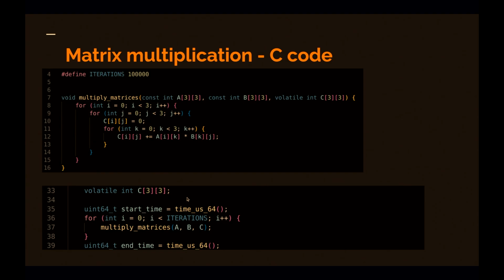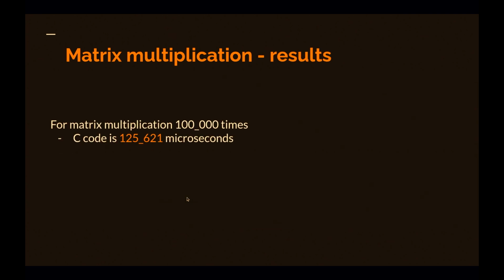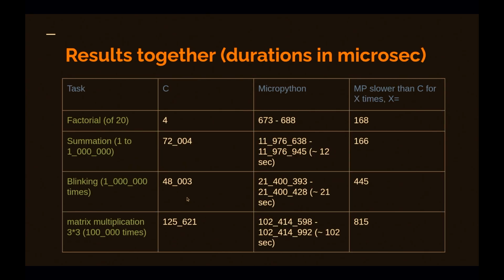Matrix multiplication. Why did I decide to do this task? Because maybe you want to implement some kind of robot, and for that you need to multiply matrices to convert from one XYZ to another XYZ, so it's also useful. I implemented it with 3 for loops, in the most straightforward way. MicroPython is 800 times slower than C code. So here are the examples altogether. There is no big surprise that MicroPython is slower.